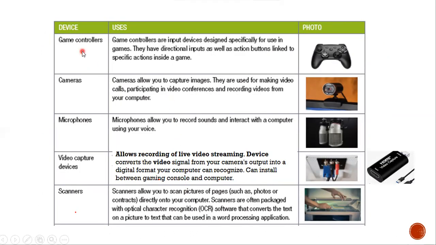Now, some other input devices are your game controllers, which most of you will be familiar with. They are bi-directional inputs as well as action buttons linked to specific actions in a game. Your camera is used for recording images and videos. You can use them for video conferencing. You also have your webcams built into your laptops. Microphones allow you to record sound and interact with the computer using your voice. Computers have built-in microphones, and you also have separate microphones you may purchase.